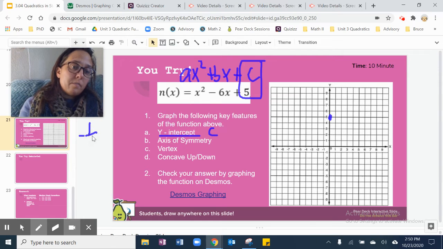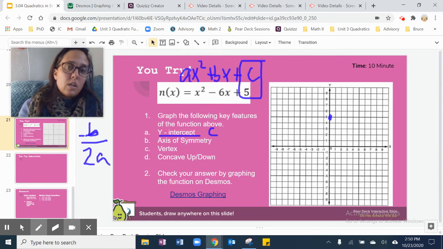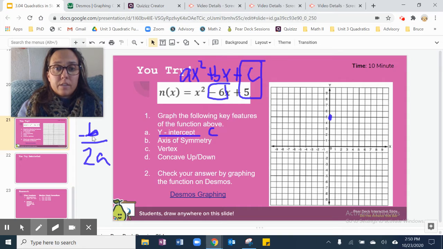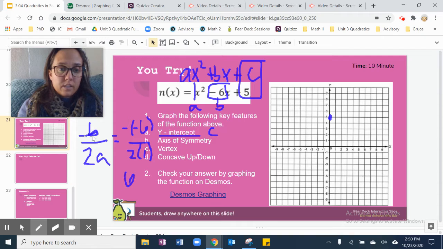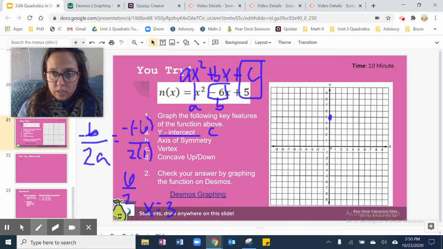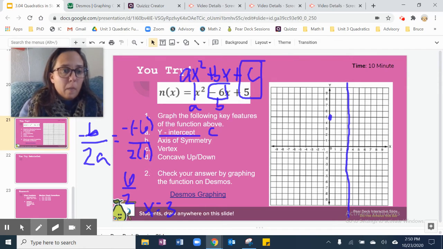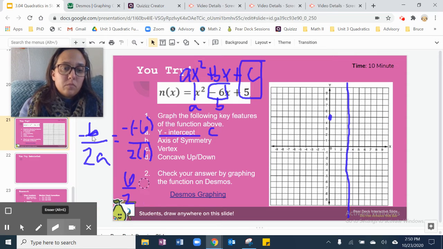The axis of symmetry, so for the axis of symmetry, we have to use negative b over 2a. So negative b is 6, a is 1, so that will be negative 6 over 2 times 1, which will become positive 6 over 2, which means x will be 3. So we know that the axis of symmetry is at x equals 3, and we also know that the x value of the vertex will be there.